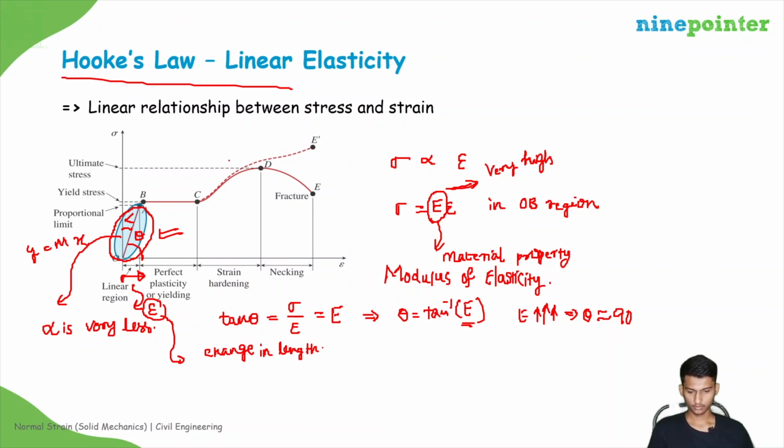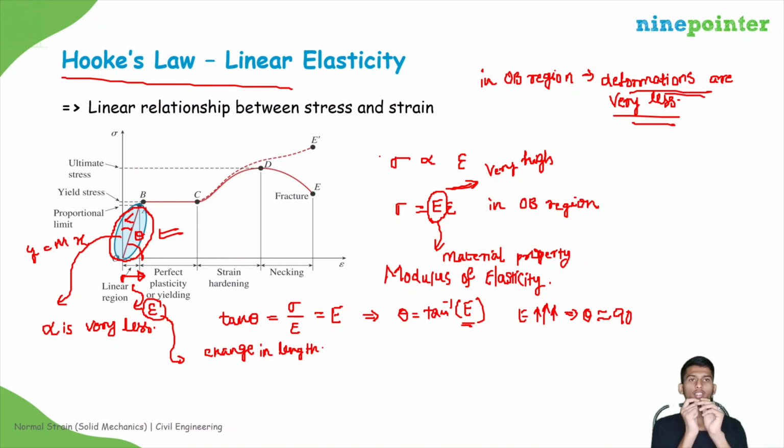Means in the OB region, deformations are very less, right? And these are elastic. Elastic means if you remove the load, then they will regain their shape and size. And linearly elastic means it will regain its shape and size in the same direction. Means the elongation is in this direction, so if you remove the load, the recovery will also be in the same straight line, right?